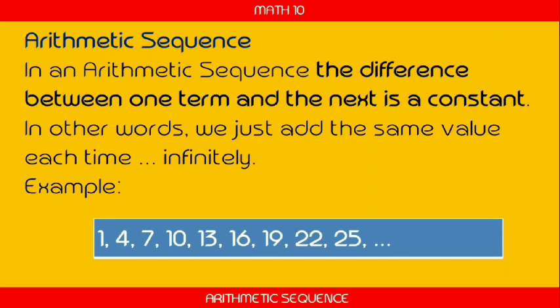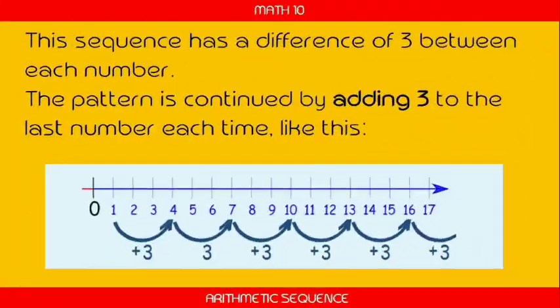Now, what is the difference? 4 minus 1 is 3. So we have 3. Let's try another. 7 minus 4 is still 3. So we just add 3 to each term to complete the arithmetic sequence. This sequence has a difference of 3 between each number.